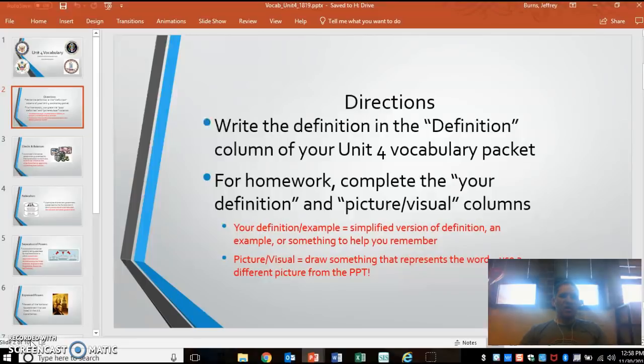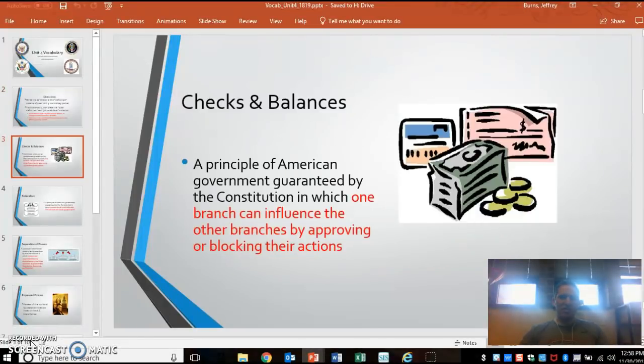All right, so let's start here. Our first definition, checks and balances. The part that's written in black is already written for you. You just have to add the red section to the definition here. Checks and balances is where the three branches work together, and one branch is taking action, and then one of the other two branches, or both of them in some cases, have the ability to either approve that action or block or cancel that action depending on what's going on.